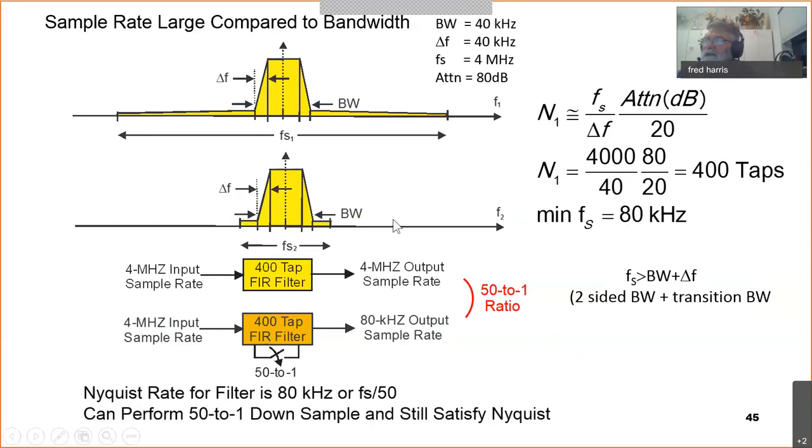So what is the two-sided bandwidth here? I have a 40K bandwidth and a 40K transition. That says the lowest sample rate I can get is 80K. If I can lower the sample rate to 80K, 80K versus 4 meg, that's a 50-to-1 ratio. So I can build a 400-tap filter if I design this filter at the low sample rate. Not bad at all. I can't design the filter at the high sample rate because that would give me a filter 50 times longer. That would be a terribly long filter. So I'm going to lower the sample rate and design the filter for the low sample rate. Ta-da!